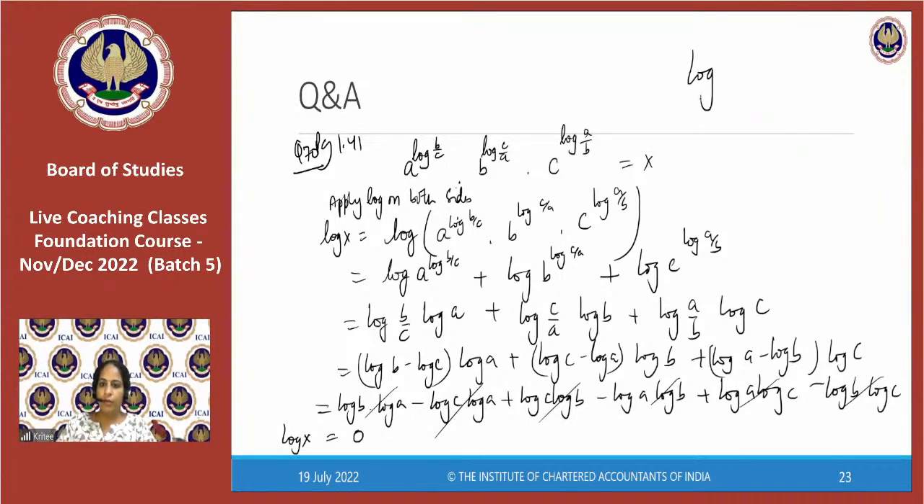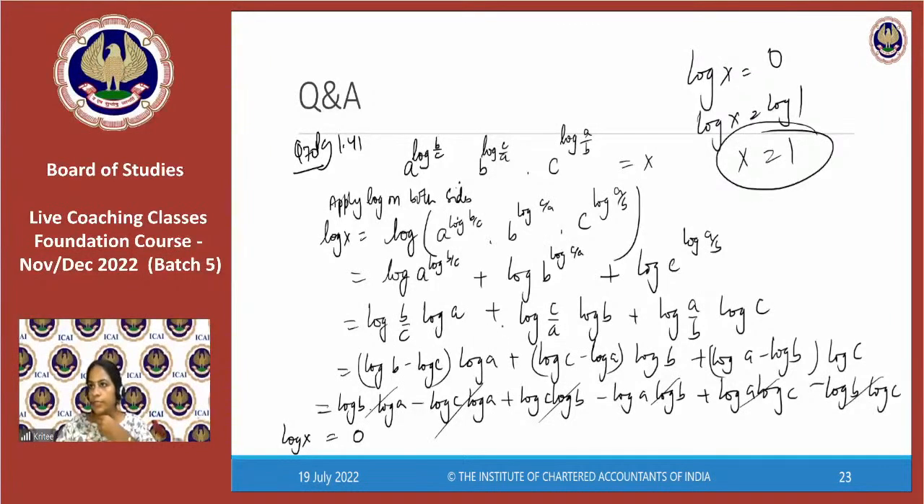So when do we get log x equal to 0? Log x is equal to 0 when there is log 1. So x value is 1. So your answer here is not 0, it is 1. Mind you, it is 1. Part B. Answer is part B.